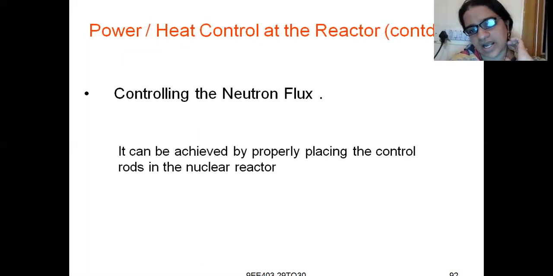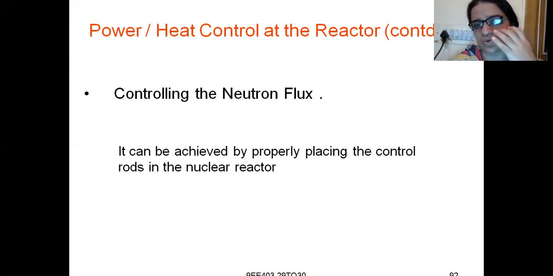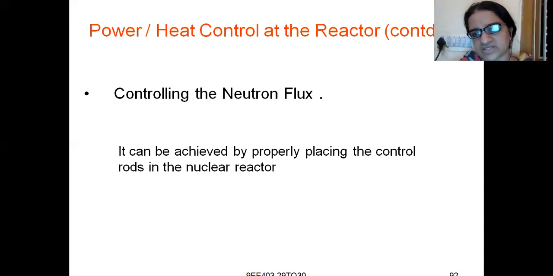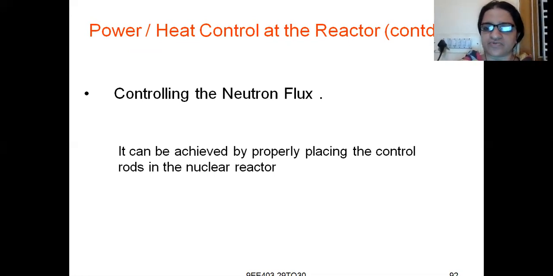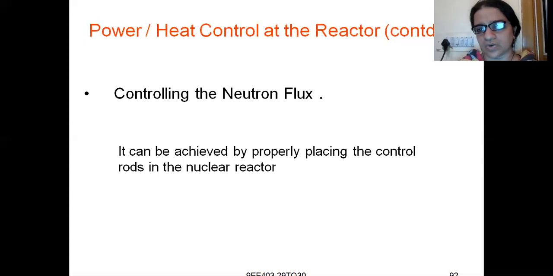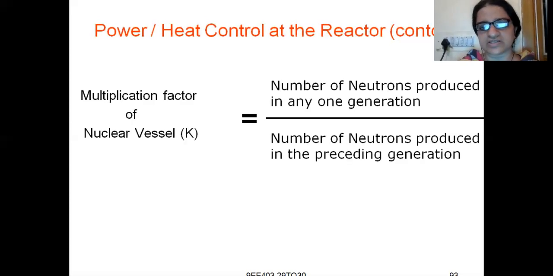Next is, it can be achieved by properly placing the control rods in the nuclear reactor. Controlling the neutron flux: how do we control it? By the placement of the rods, or the height of the control rods from the nuclear reactor, whether they are farther or deeper inside the nuclear vessel, that will decide the control of neutron flux.